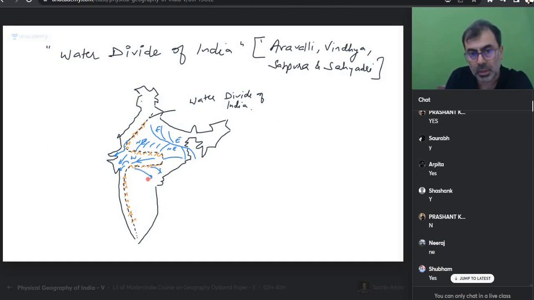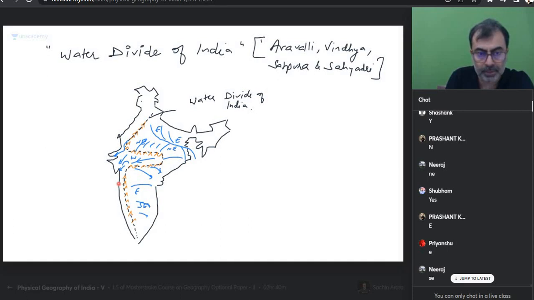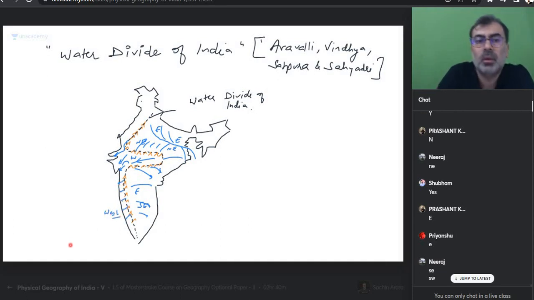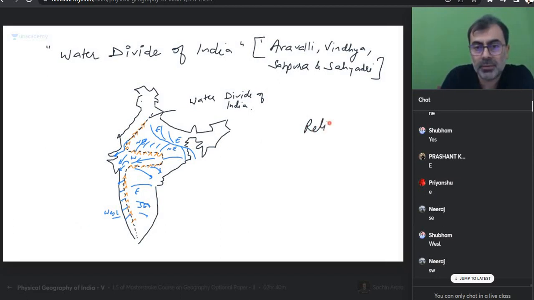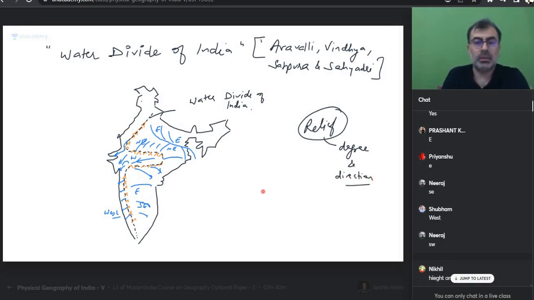Damodar also flows here. How is the flow over here? East, southeast, east or southeast. And how's the flow over here? West flow. What is relief, everyone? What is relief? Degree and direction.